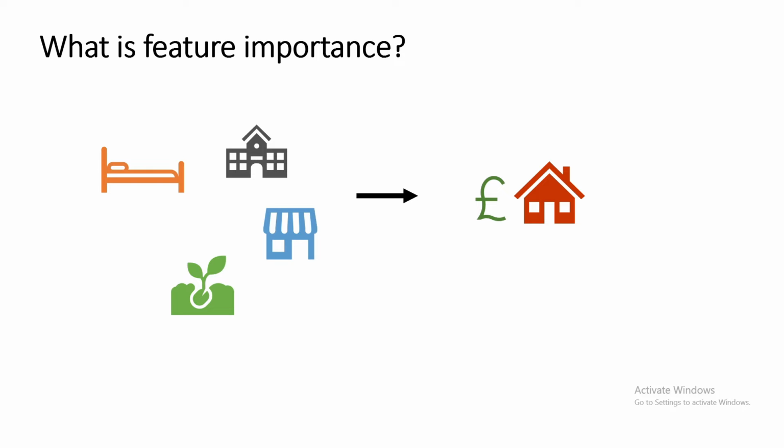So for example, let's say we wanted to predict house price, and we used 4 variables to predict that: the number of bedrooms, the distance to the closest school, distance to the closest shops, and garden size. Once we have built a model to predict house price, we can look at feature importance to figure out which is the most or least important in predicting house price. Let's say we built a model, we interpreted the model, and we figured out from feature importance that the number of bedrooms is the most important and the garden size is the least important. So this is quite a useful insight to have.